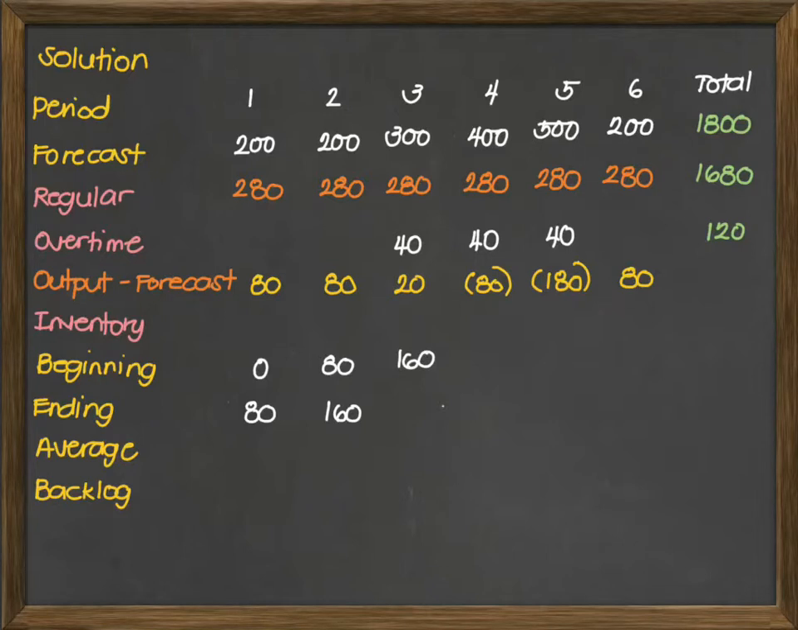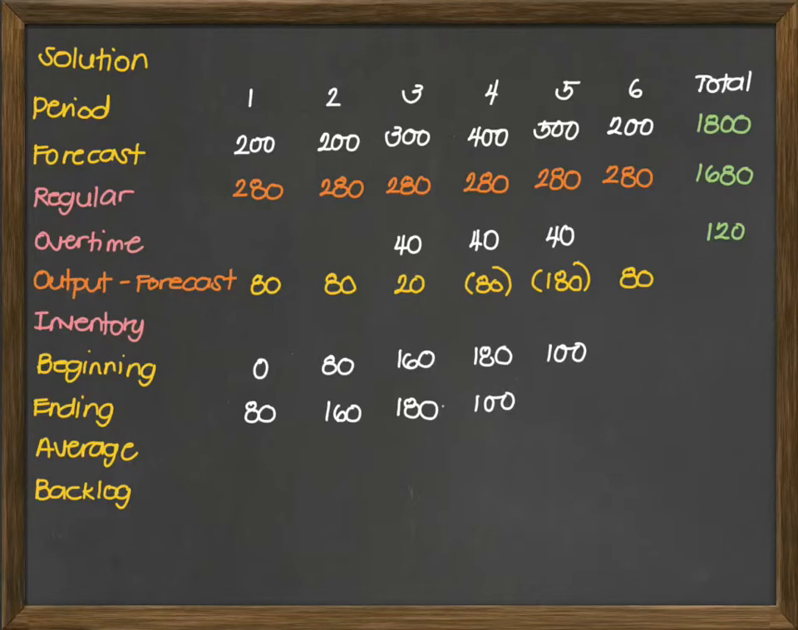Meron pa rin tayong excess production. So, mag-accumulate lang siya sa inventory natin. So, we'll have 180 units na for our inventory. Again, 180 will be carried over onto the fourth period. However, on period 4, kulang tayo ng production. So, we can use your inventory to cover up your insufficient production. So, your ending inventory will now be just 100. Kasi yung 80, nagamit na to cover up for insufficient inventory. Again, 100 will be carried over onto the fifth period.